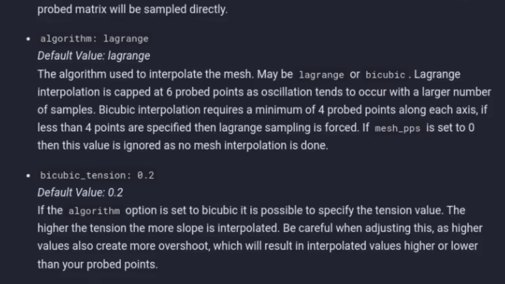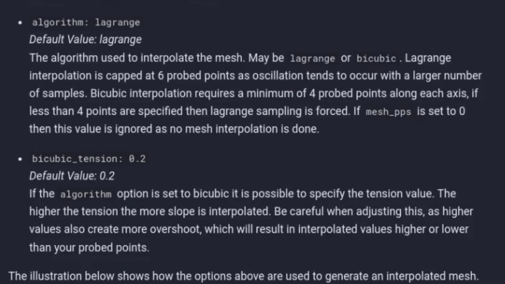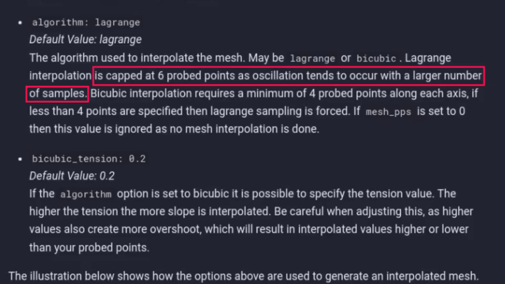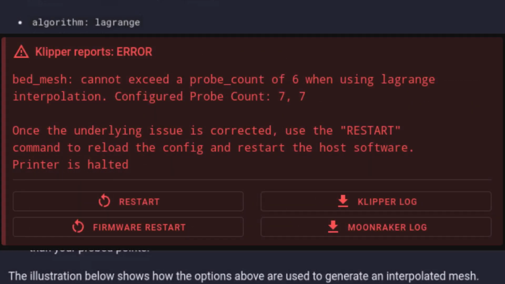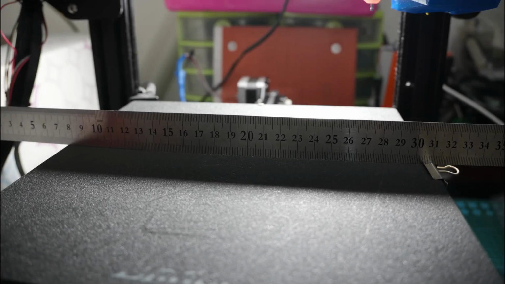Algorithm. There are two types of algorithm in Klipper. Lagrange, which is the default, and the second is bicubic. Lagrange uses a polynomial-based method to estimate the height between the probe points. It is capped at 6 probe points as oscillation tends to occur with a large number of samples. It's computationally simpler and faster than bicubic interpolation. Works well for beds with relatively smooth and consistent deviation, like flat beds or minor imperfections.